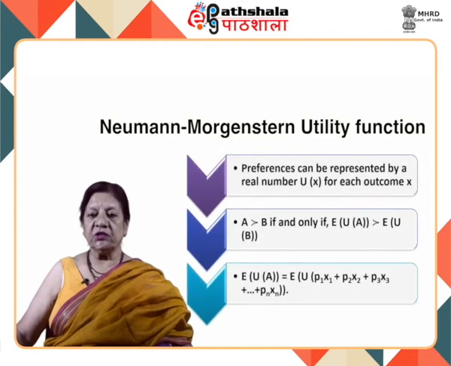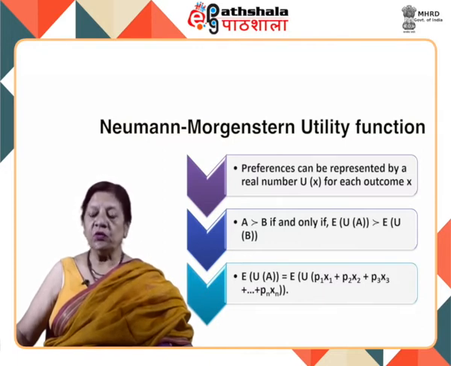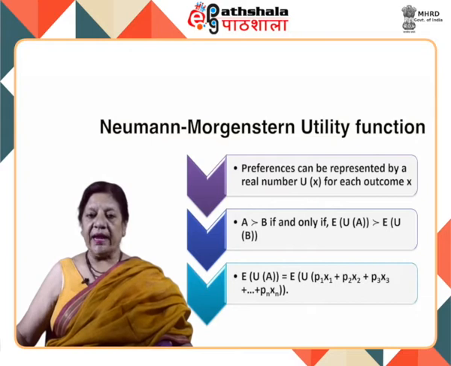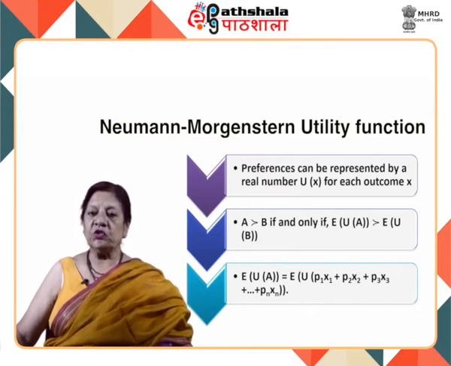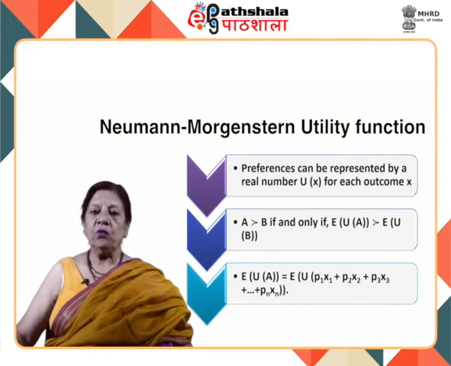With such a utility function, it is meant that for any individual agent, the preferences can be represented by a real number u(x) for each outcome x, such that A is greater than B if and only if E[u(A)] is greater than E[u(B)], where E[u(A)] is equal to E[u(P1 x1 plus P2 x2 plus P3 x3 plus up to Pn xn)].